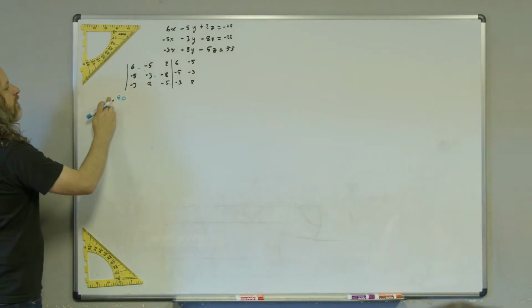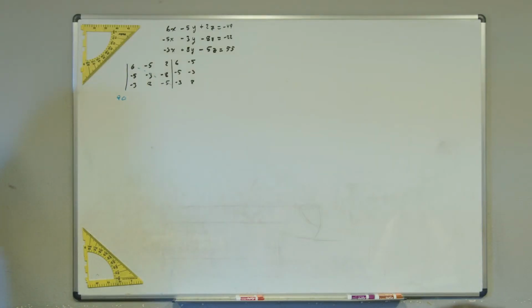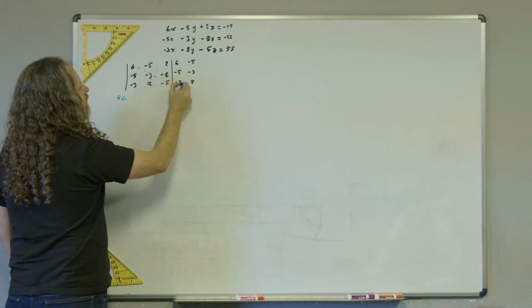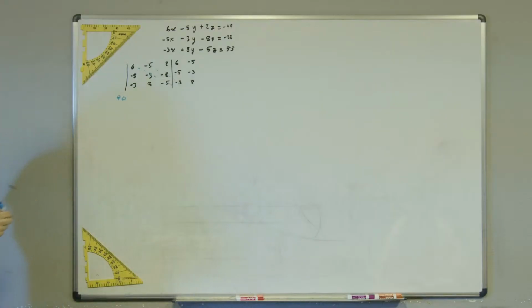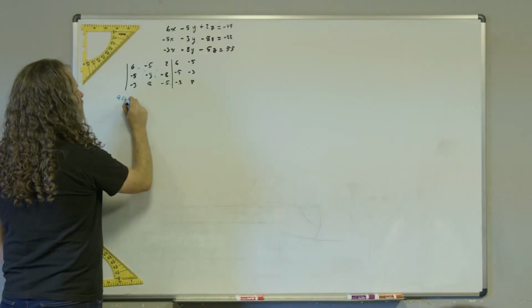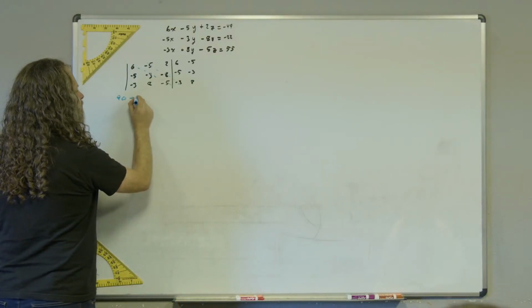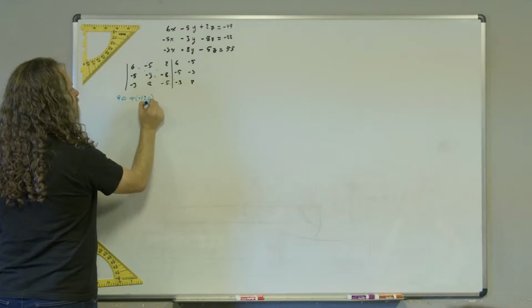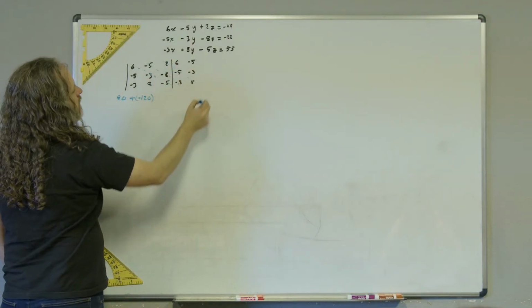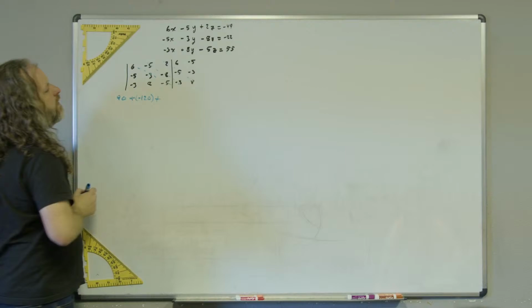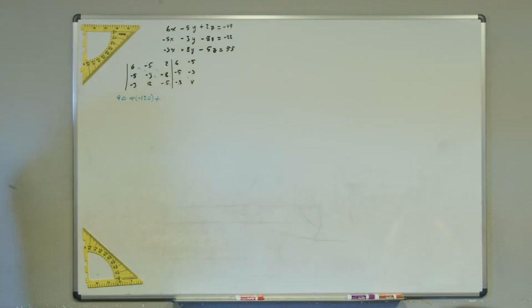I don't know where I got that from. Sorry. And then negative 5 times negative 8 times negative 3. Negative 120. Somebody else agree? Yeah. And then 2 times negative 5 times 8. Negative 80. Negative 80.